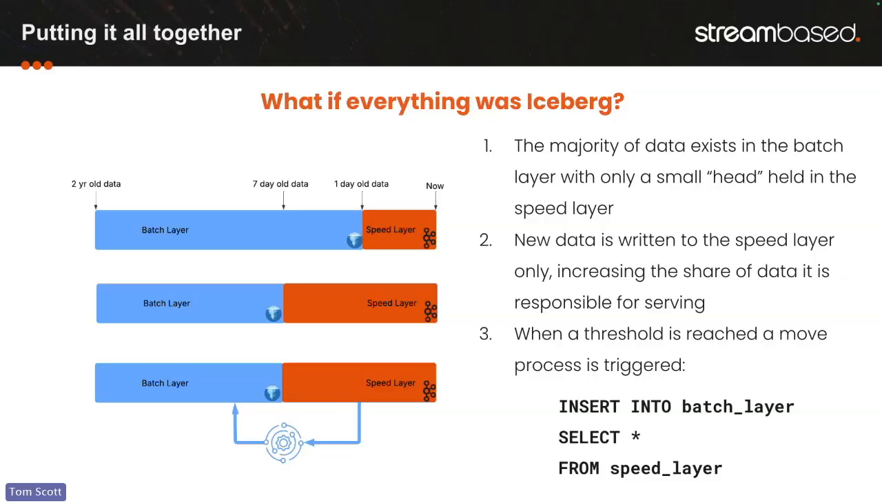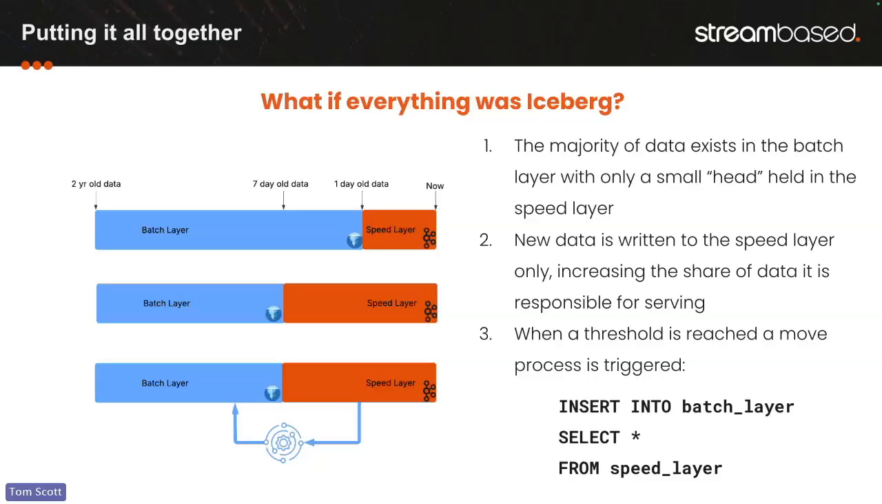As new data is written, it's written only to the speed layer, only to Kafka, and it becomes immediately available. And so this grows and grows and grows. Eventually, it's going to come to a point where it's not practical for it to keep growing. I mean, we have Iceberg for a reason, right? If we could just let these things grow forever, then why would we bother building the longer-term stores?